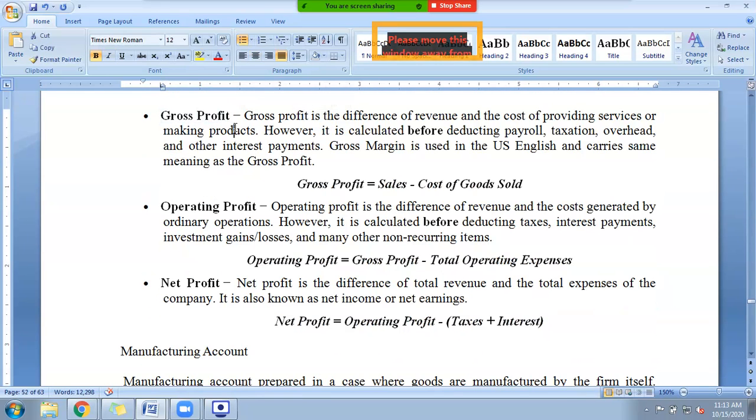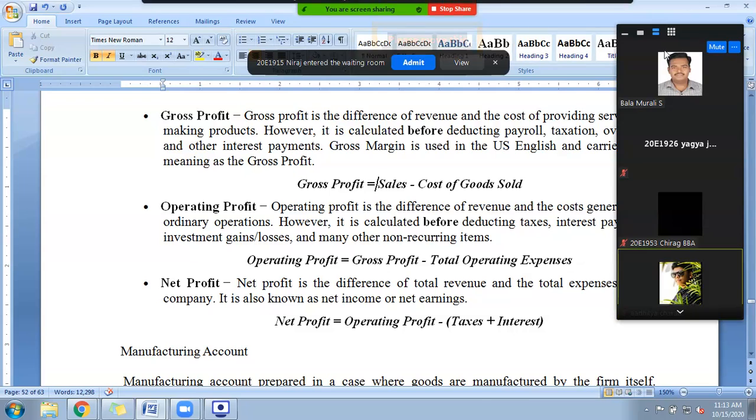So this is a gross profit formula. Gross profit equals sales minus cost of goods sold.